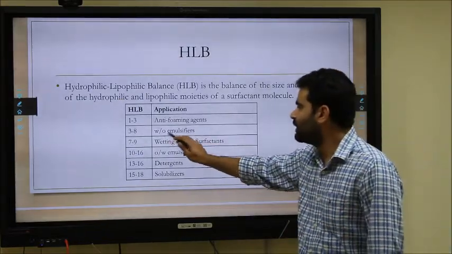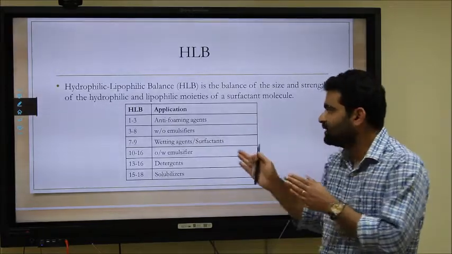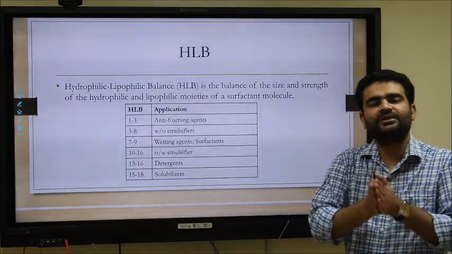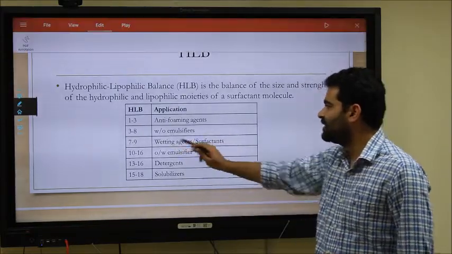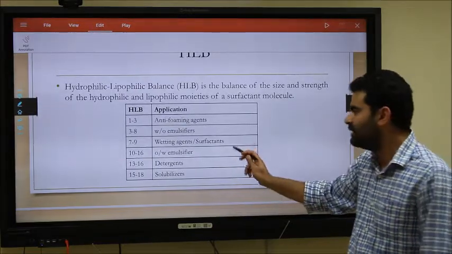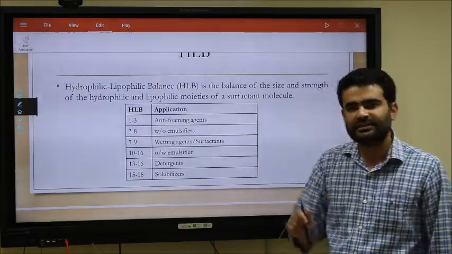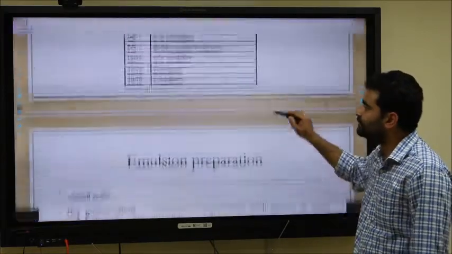3 to 8 are water in oil type emulsifiers. The surface active agents that come under the range of 3 to 8 in the HLB scale are water in oil type emulsifiers. 7 to 9 are surfactants, 10 to 16 are oil in water type emulsifiers, 13 to 16 are detergents, and 15 to 18 are solubilizers.